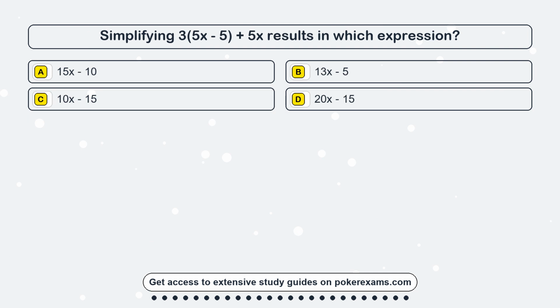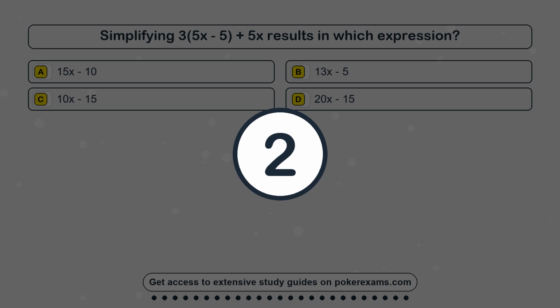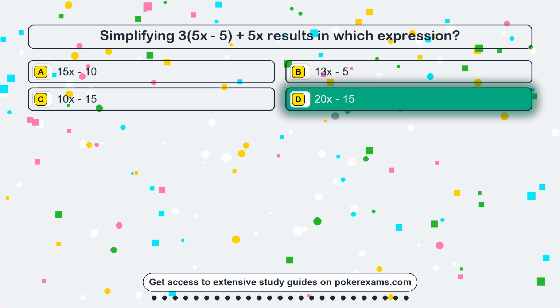Question 7. Simplifying 3(5x - 5) + 5x results in which expression? Option A 15x - 10. Option B 13x - 5. Option C 10x - 15. Option D 20x - 15. The correct answer is option D, 20x - 15.